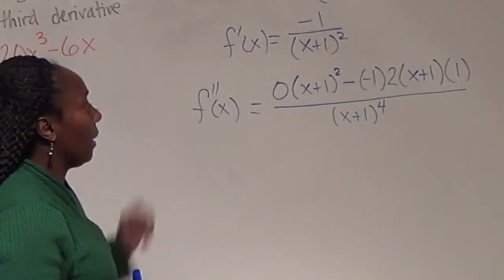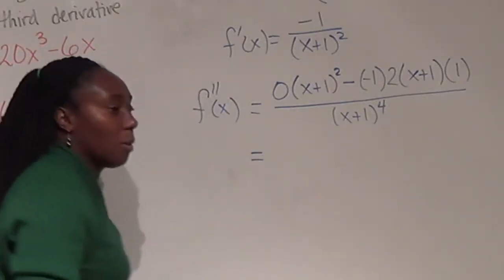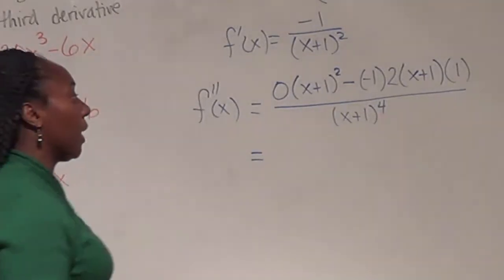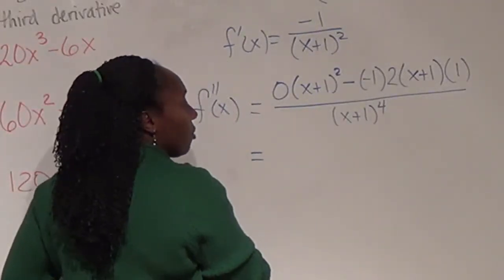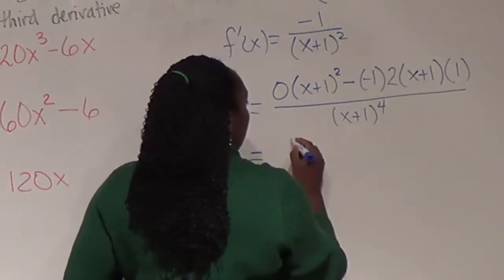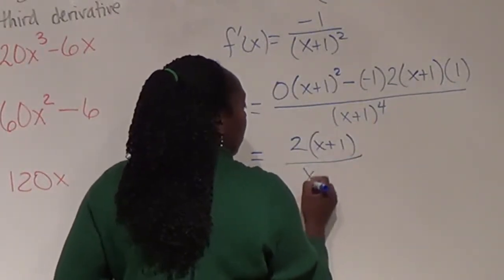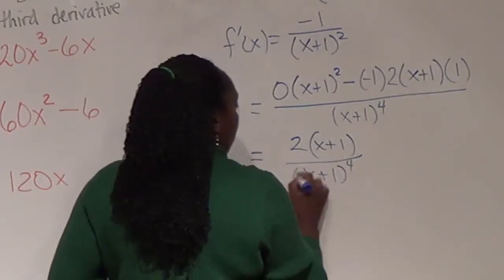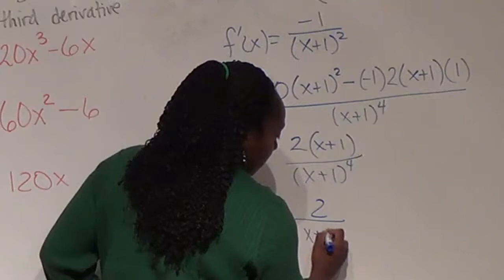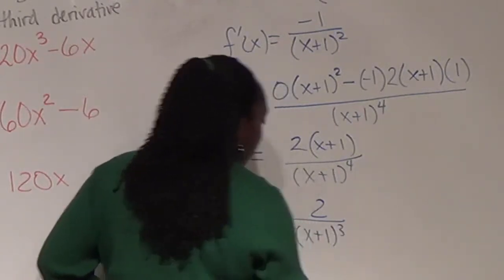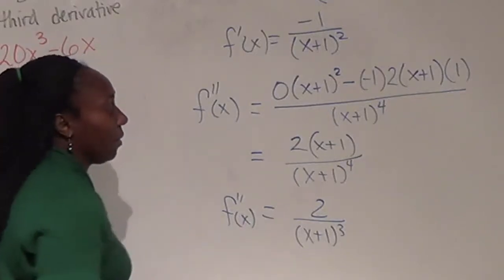Okay. Again, clean up where you can. Even though I'm not taking another derivative, I should still simplify my answer. So notice this first term goes to 0, so that's just going to go away. And I'm left with a 2x plus 1 over x plus 1 to the 4th, which we can see simplifies to 2 over x plus 1 cubed. There's our second derivative.